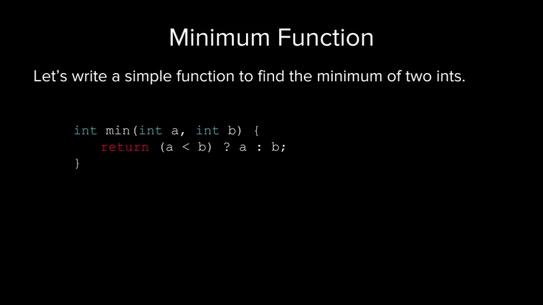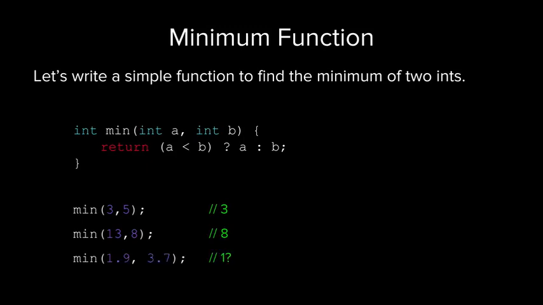Okay. So really reasonable. We use this function. We could pass it min of 3 and 5. It'd tell us 3 is the minimum. Min of 13 and 8 would give 8. So what happens if we pass it the min of 1.9 and 3.7? What is going to happen when we do that?